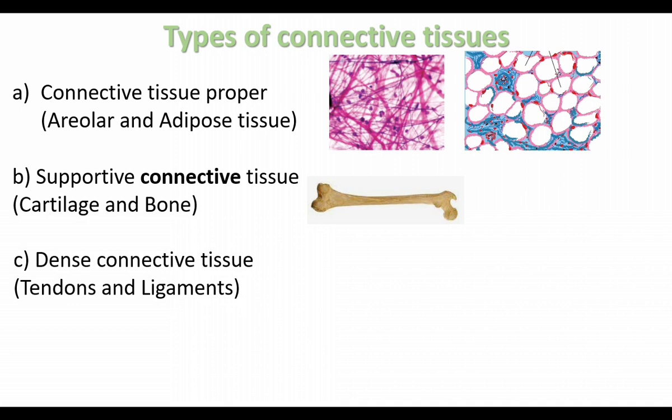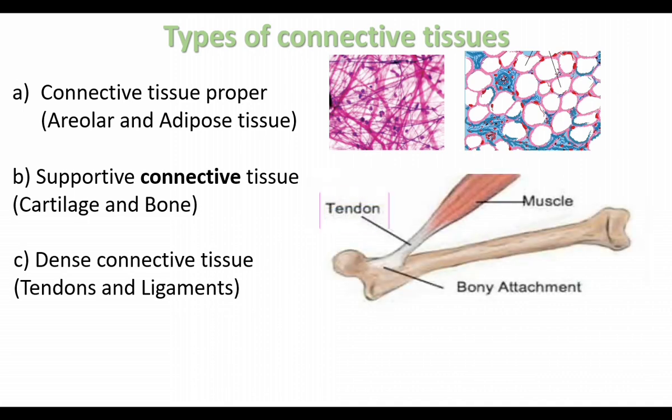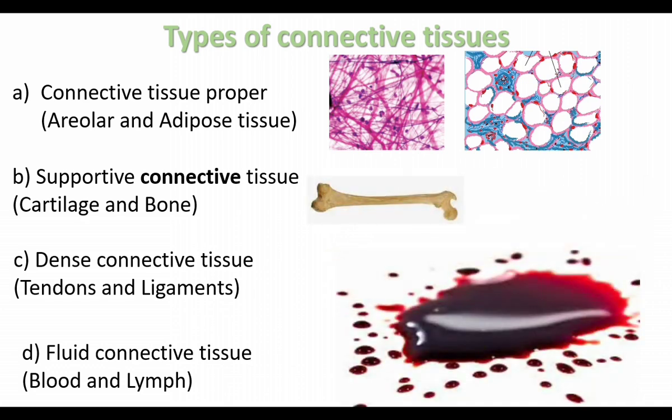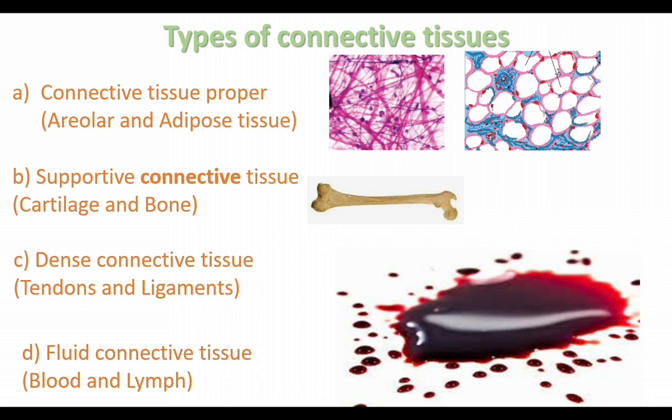Dense connective tissues are tendons and ligaments. Tendons connect muscles to the bones. Ligaments connect bones to bones. Here this is a tendon. It connects muscle to the bone. And the fluid connective tissue is blood, and lymph is also a fluid connective tissue. Blood is a red colored tissue. Lymph is a colorless fluid. Both are fluid connective tissues. Here, in between the blood cells, there is liquid matrix. A connective tissue consists of cells and matrix. In addition to the matrix, some types of connective tissues have connective tissue fibers. Connective tissue proper, supportive connective tissue, dense connective tissue, and fluid connective tissue are the types of connective tissues.